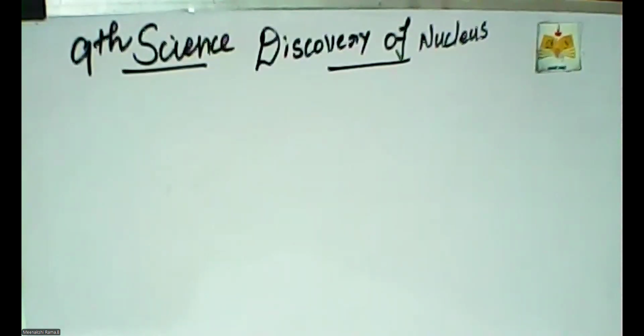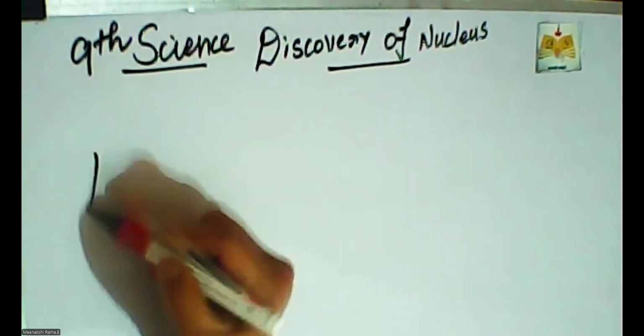Atomic structure lesson. Today we are going to learn some topics about the discovery of the nucleus, that is alpha particles, and then what are the postulates of Rutherford's atomic model and Bohr's atomic model. First, we are going to learn the concept of discovery of the nucleus.